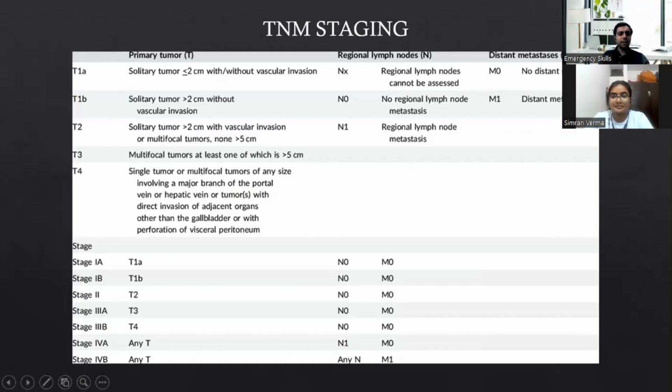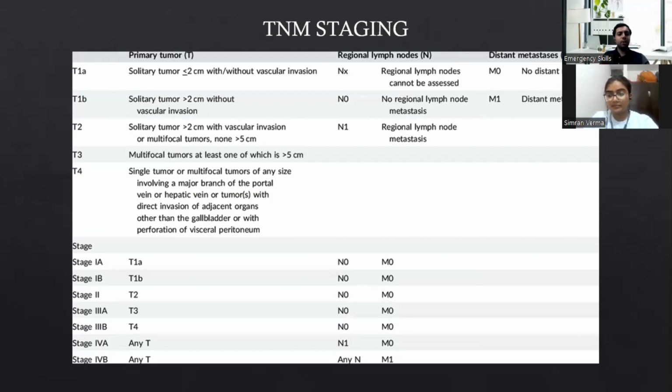And then we have the TNM staging. TNM staging is a very old staging. We have the T, N, and M. T is the tumor size, N is the lymph nodes, and M is metastasis. M is very simple, M0 or M1, that is, metastasis is there or not. In the primary tumor, again I'll not discuss much, but it is T1A, T1B depending on the size, less than 2 centimeters, greater than 2 centimeters, vascular invasion and all that.